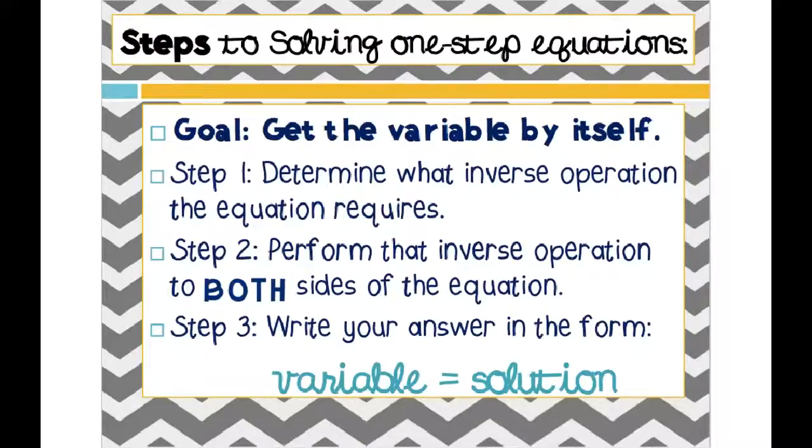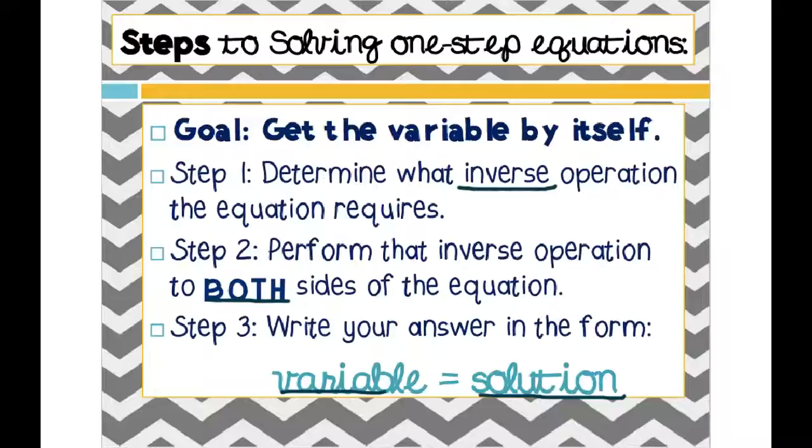Okay, so we want to remember our steps to solving one-step equations. The goal is to get the variable by itself. Step 1 is determine what inverse operation it requires, which is an opposite. Step 2, perform it to both sides of the equation. And step 3, make sure your answer is in this form: variable equals solution.